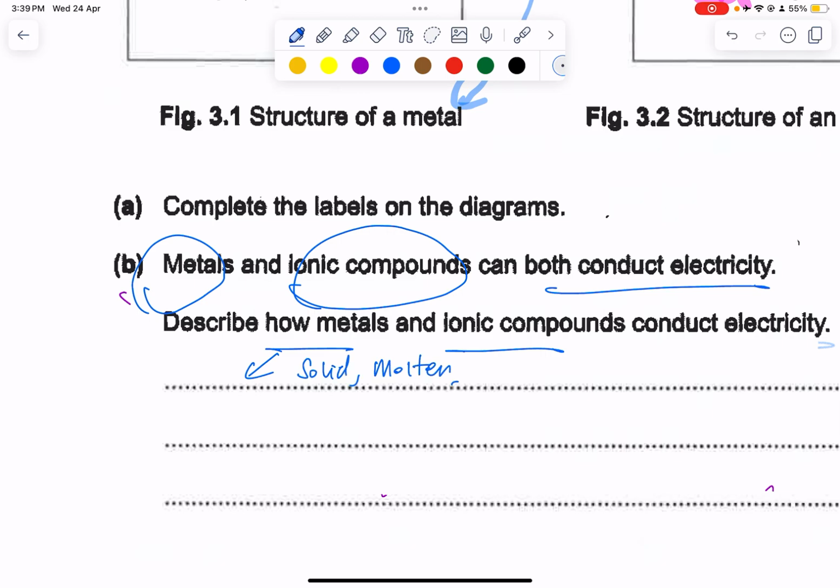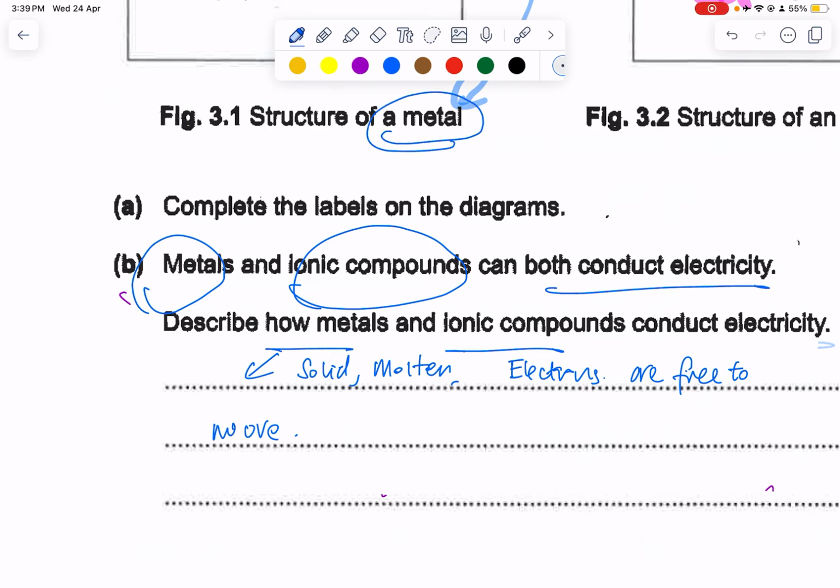Why? Because in these two states, the electrons are free to move. Basically, for a metallic bond, you must understand that for any metallic bonding, they have this thing called free electrons. So in these two states, definitely all metals can conduct electricity, as we all know, because the electrons are free to move and carry charges.